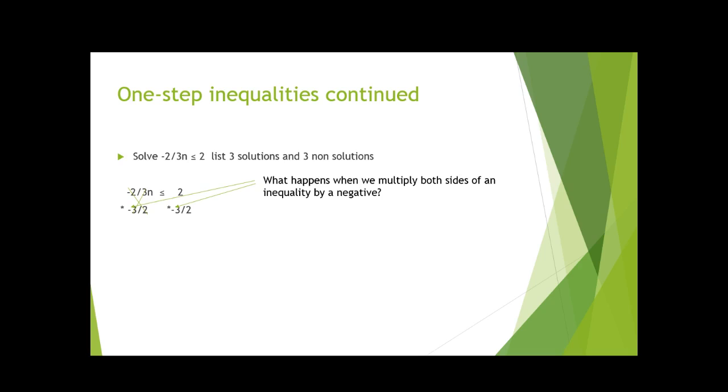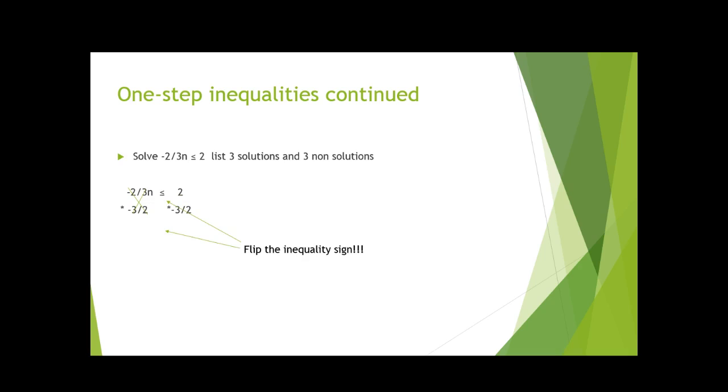Now, what happens again when we multiply both sides of an inequality by a negative? Or, I should also say, divide. If you multiply or divide by a negative, you have to flip the inequality sign. It was less than or equal to, now it's greater than or equal to. 2 times negative 3/2 is negative 3, so we have n is greater than or equal to negative 3. Basically, any number that's more than negative 3, or negative 3 itself, is a solution to this inequality.